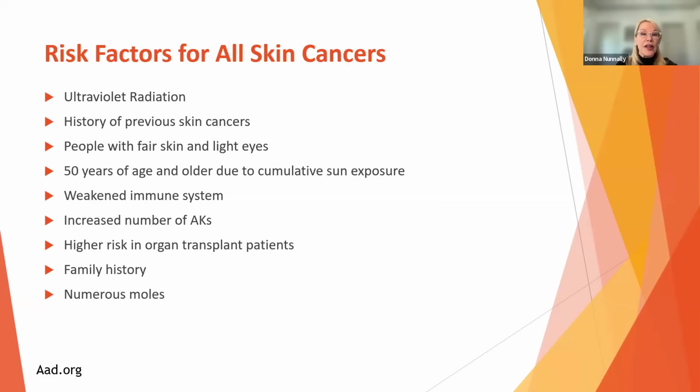If you're 50 years of age and older due to cumulative sun exposure, or if you have a weakened immune system due to illness or immunosuppressive medication. Have an increased number of actinic keratoses, and the risk is much higher in organ transplant patients. It's also higher if you've had a family history of first-degree relatives with melanoma, or if you have numerous moles, especially if they are atypical moles.